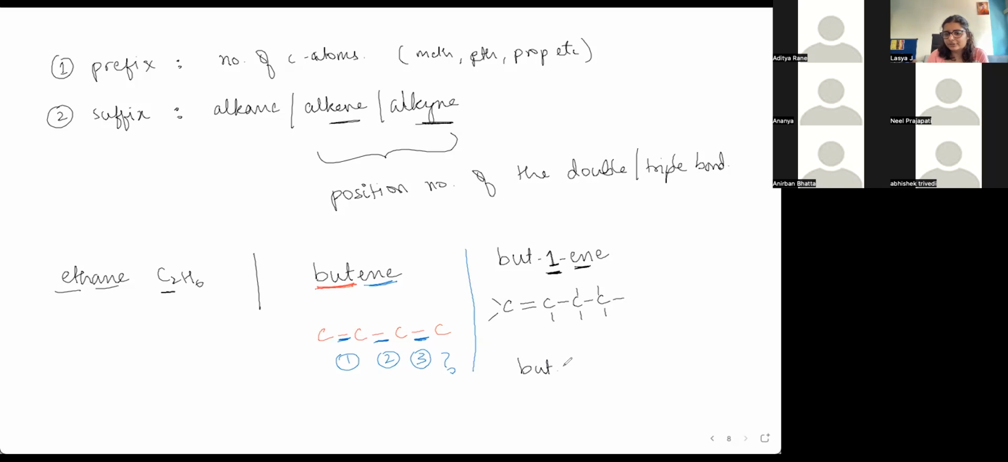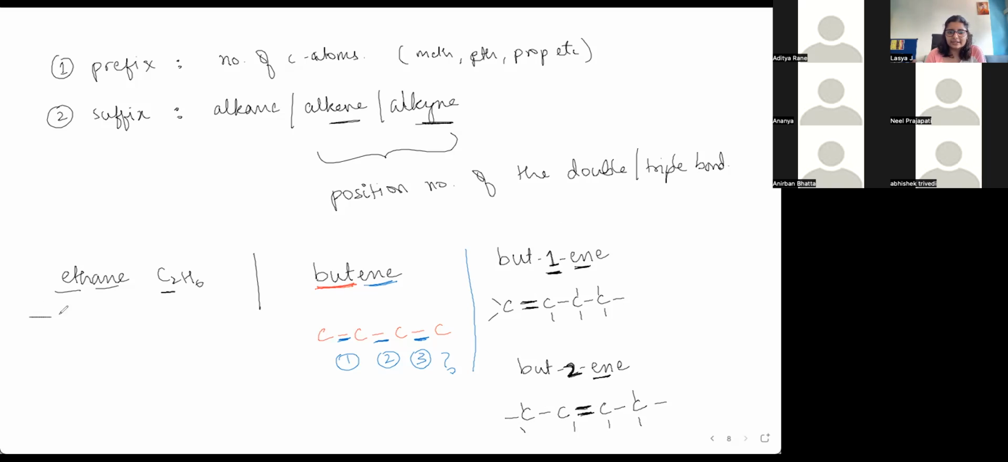And if I have but-2-ene, because there is 2 in front of the ene, it tells me that the double bond is present on the second carbon. So the first carbon, second carbon pair is a double bond, then third, then fourth. Then I can fill up the hydrogens accordingly. So in but-1-ene, you can see the double bond is over here. In but-2-ene, the double bond is over here. So that's how you have to treat the position numbers.